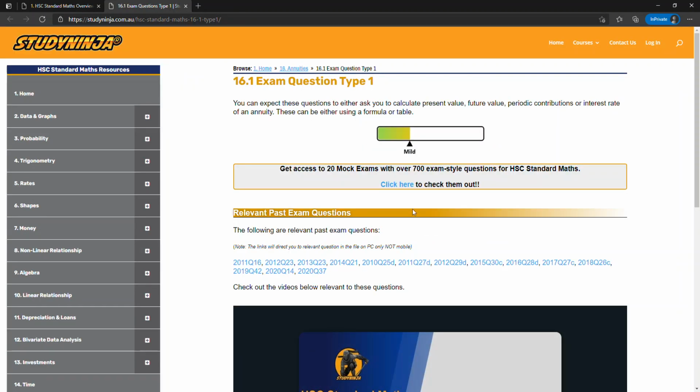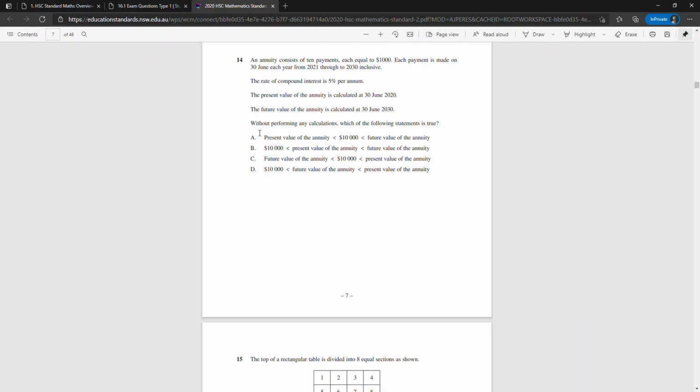So let's open this up. This is question number 14. What you're told is that there is an annuity that consists of 10 payments. Each is $1,000. Each payment is made on 30th June from 2021 to 2030, and the rate of interest is 5% per annum. Present value is calculated at 30th June 2020, future value is calculated at 30th June 2030. And then it asks you a conceptual question here. Which of the statements is true?